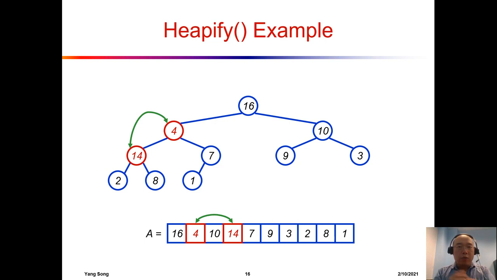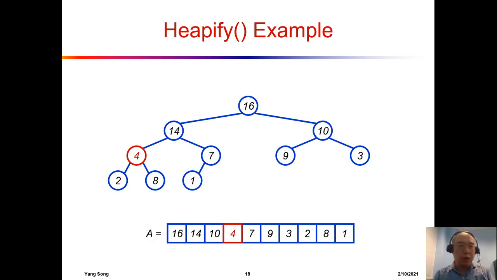So which value should be swapped with 4? The largest among the three: the parent 4, the 14, and 7. The largest is 14, so we want to swap the 4 and 14. After that, this 4 is at a new location, but is our work done? The answer is no, because the new location of the 4 is still not the right location.